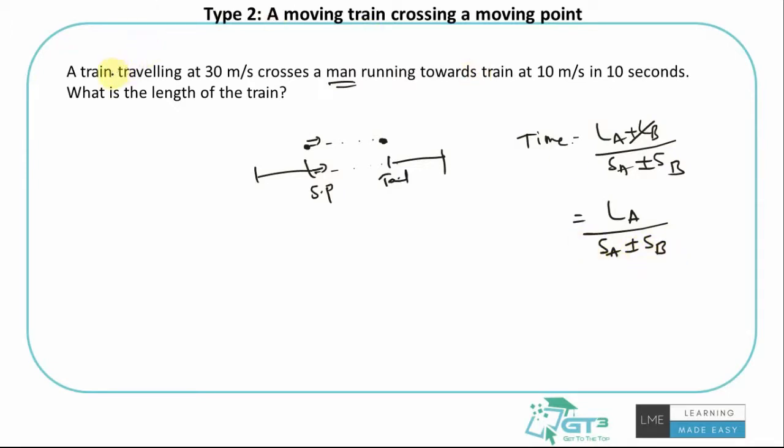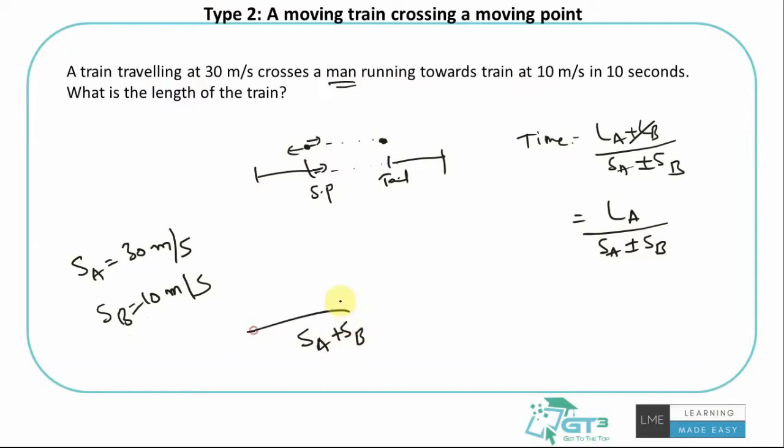Let's look at this example. There's a train traveling at 30 meters per second. So speed of train is 30 meters per second. And there's a man, that's a point object, running towards the train at 10 meters per second. So he's running towards the train, right? Both of them are moving in this direction in this case. So I should be actually using SA plus SP, because both of them are moving in opposite directions. And the length of train is something that I don't know, I have to find. And the length of B is obviously zero, because it's a point object, that's a man.